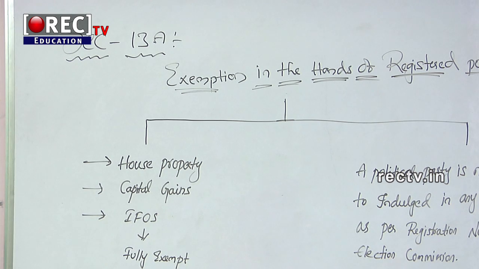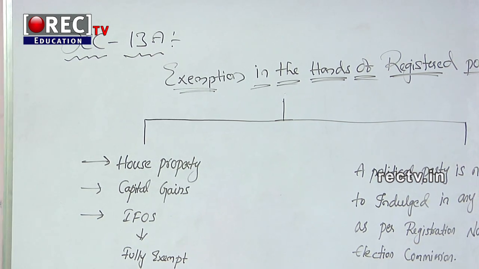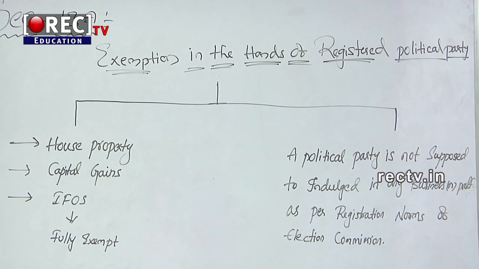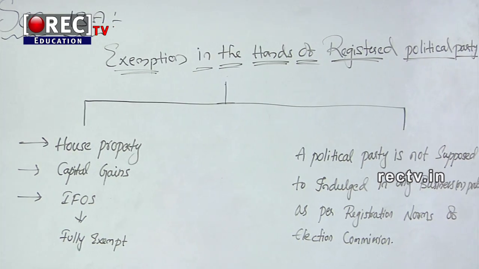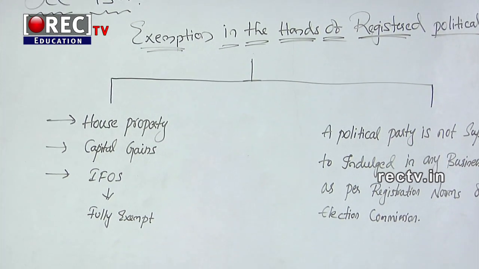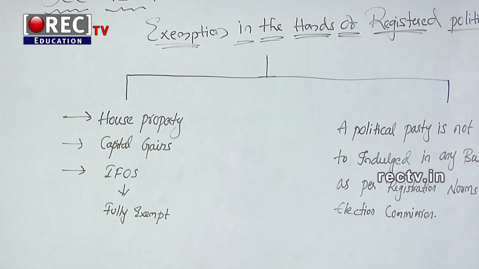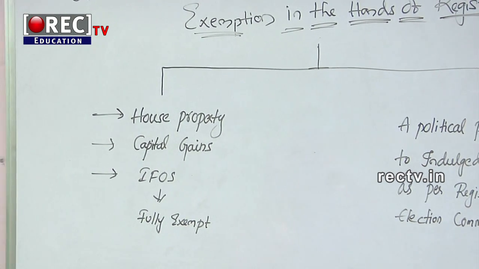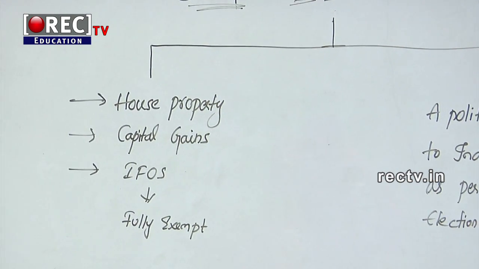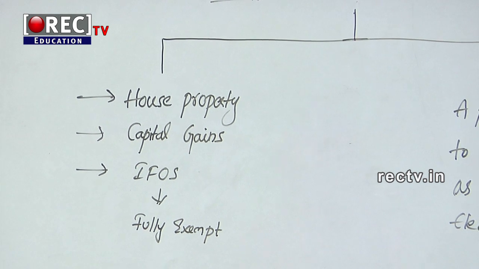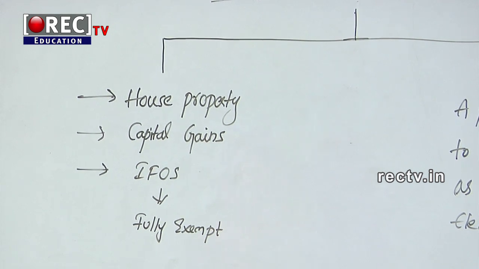It deals with exemption in the hands of a registered political party. If a registered political party has income such as house property income or capital gains income or IFOS income, it is fully exempt under section 13A. And when we come to business or profession, a political party is not supposed to indulge in any business or profession as per the registration norms of the Election Commission.